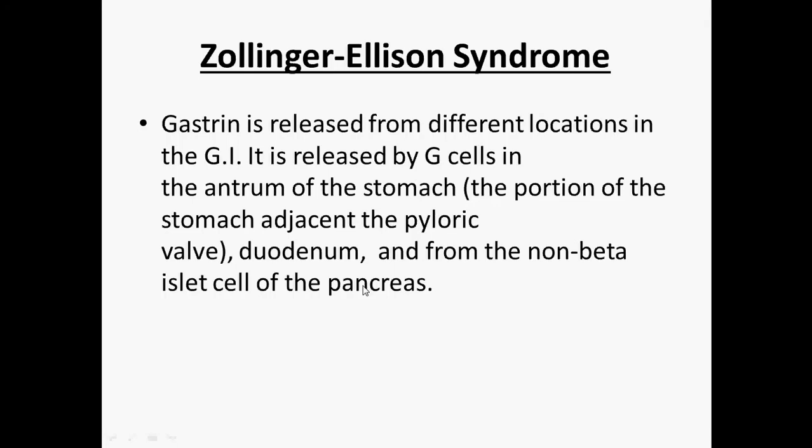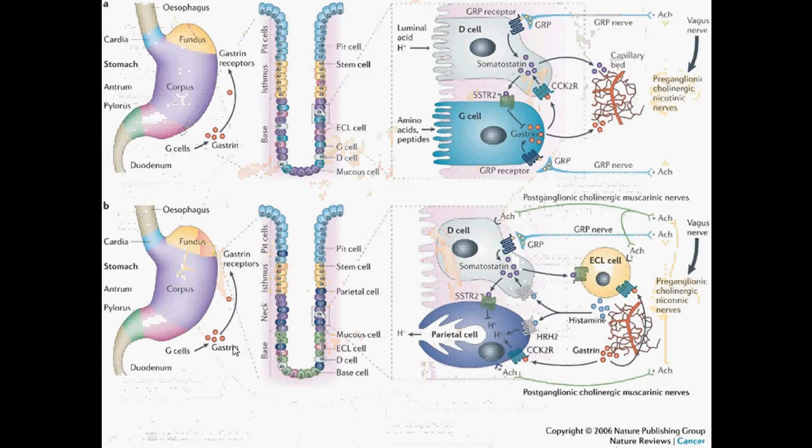Alright, so what happens is the gastrin is released from different locations in the GI. It is released from the G cells in the antrum of the stomach and from the duodenum. The antrum is next to the pyloric valve, and from the beta and the non-beta islet cells of the pancreas.